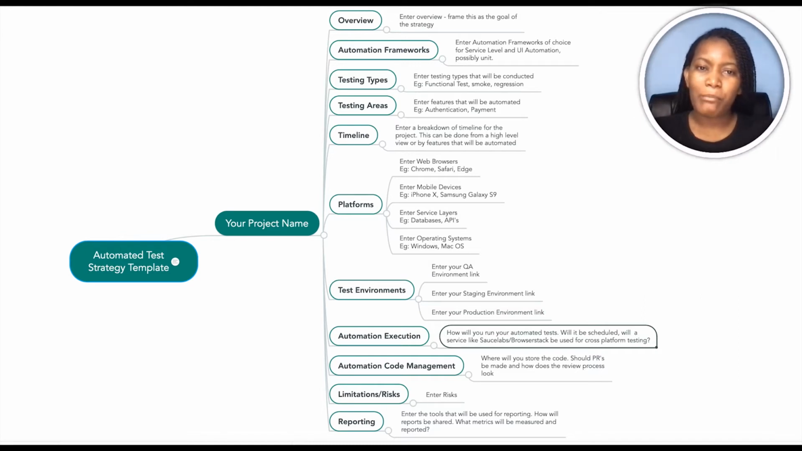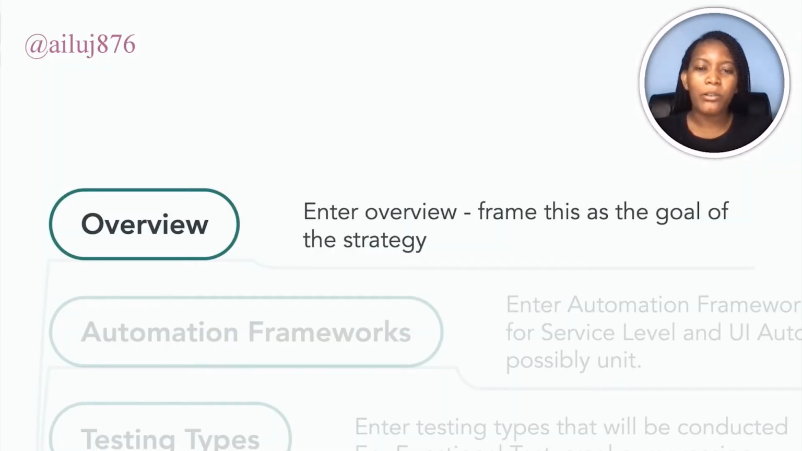Now, in this mind map, there are a few key things that I want to highlight. The first thing, let's go through it really quickly, is that you want to have an overview. Now, this overview should be framed as the goal of the strategy. Remember, one of the first things we talked about was identifying the why. Why is it that you want to do test automation? Have that as your overview. That could be a simple statement such as increasing the number of automated regression tests to reduce manual testing, or integrate automated tests into a continuous integration pipeline. Whatever your goal is, put that.